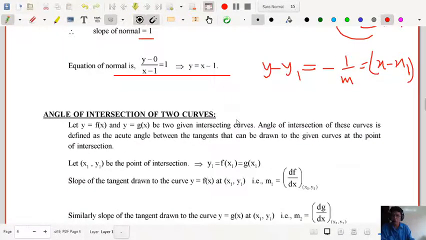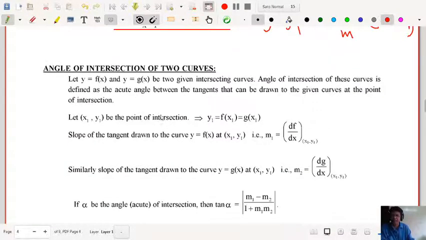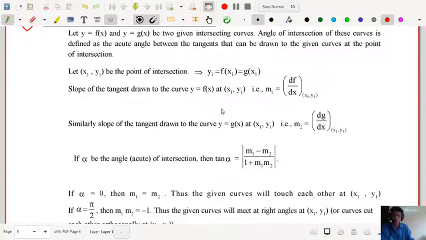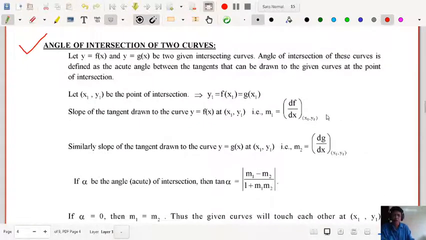Let's now talk about what you mean by angle of intersection of two curves. This is also a very important concept. So what do you mean by angle of intersection between two curves? Suppose you have a curve y equal to f(x) and another curve y equal to g(x). The angle means the acute angle between the tangents at the point of intersection of these curves.